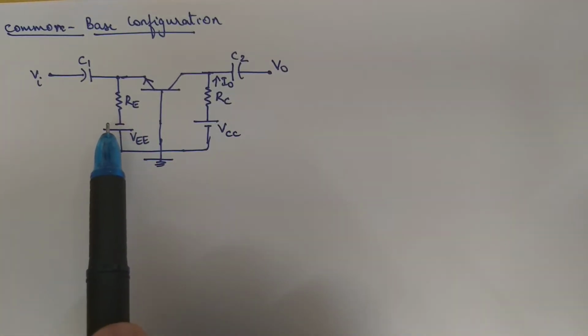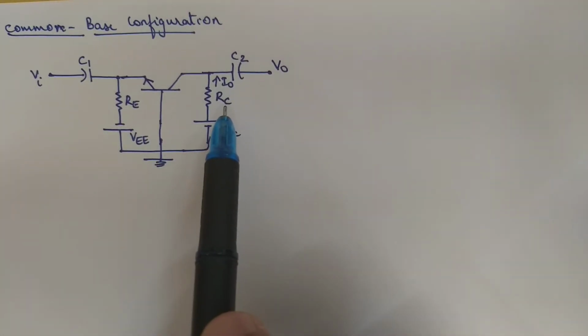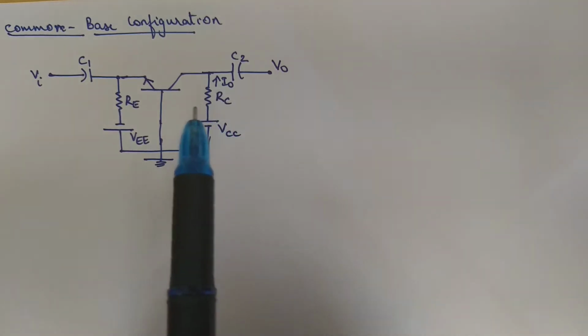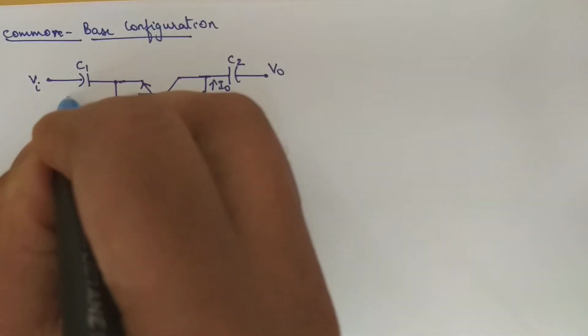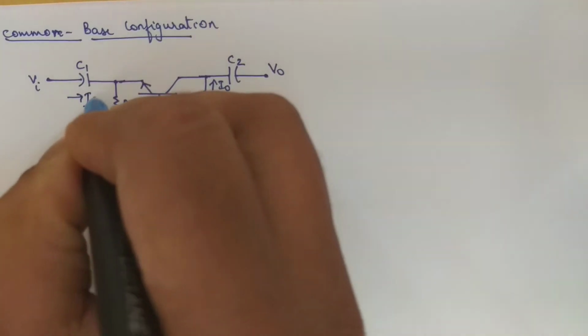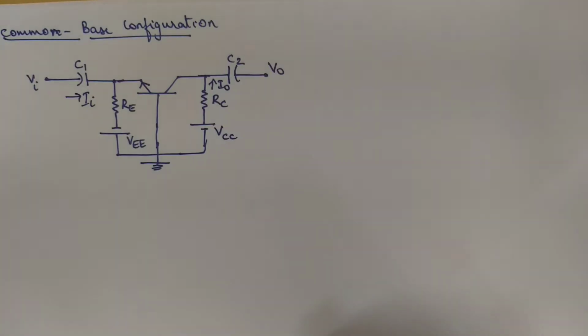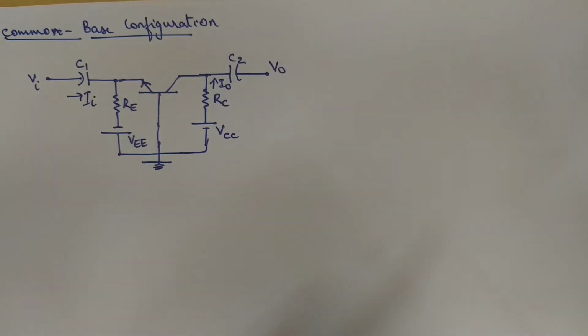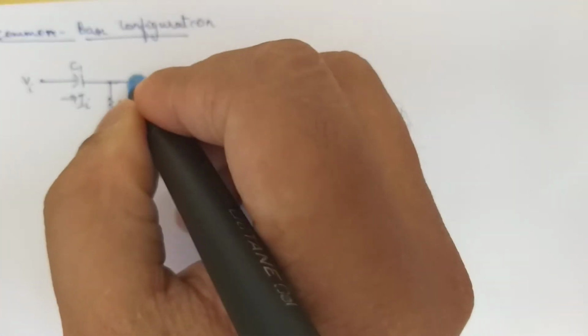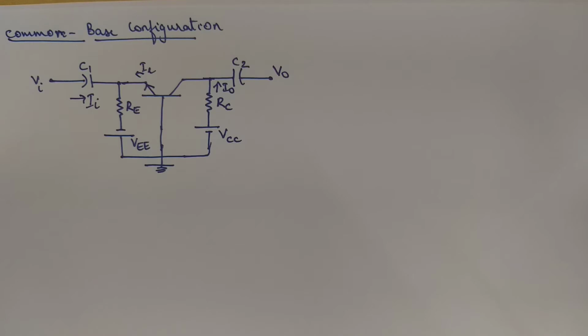RE is the input resistance, what we can say. RC is the output resistance, and I0 is the output current, and the input current is the one through the emitter part, and we will denote it as II. So now using the same configuration, since this is the emitter part, this will be IE, the emitter current we are going to consider.